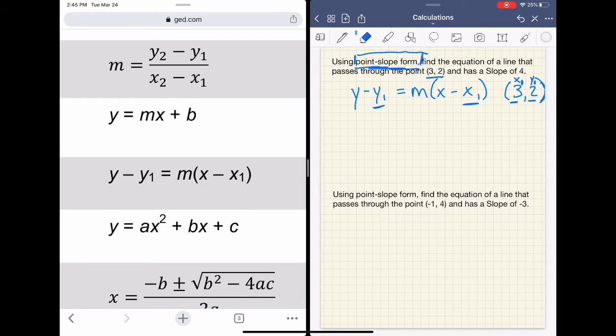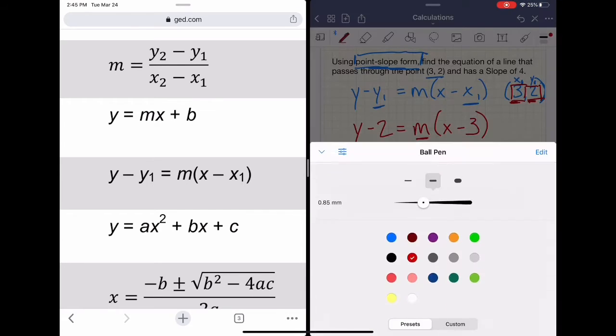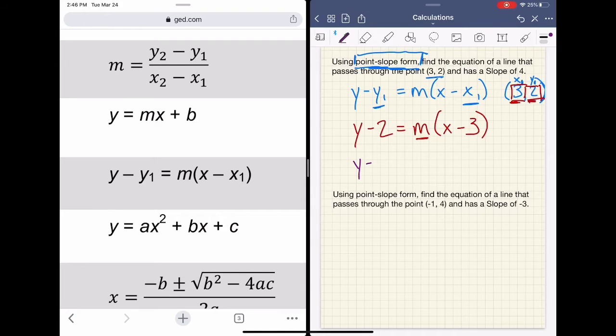Let's actually use a different color here. Use a different color for each step. So y minus y1, which is 2, equals m times x minus x1, which is 3. So in the point, we use the x coordinate for x1 and the y coordinate for y1. So now we just need the slope. Okay, so we just plug that in. Y minus 2 equals m, which we know stands for slope. And over here, it tells us our slope is 4. 4 times x minus 3.